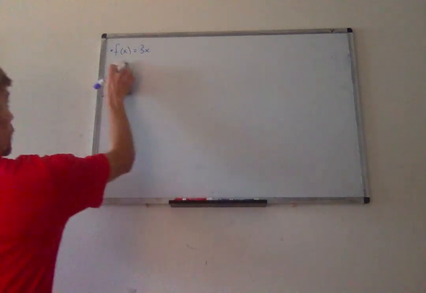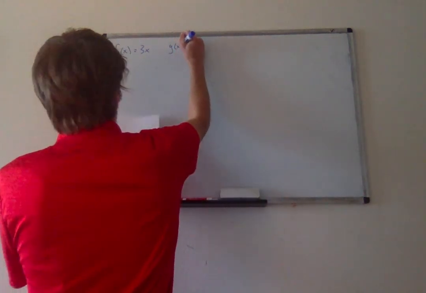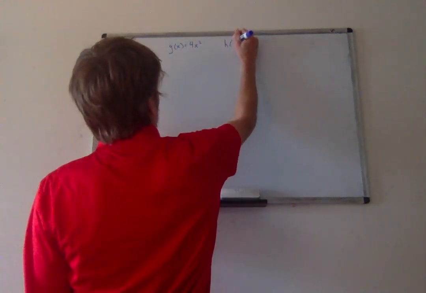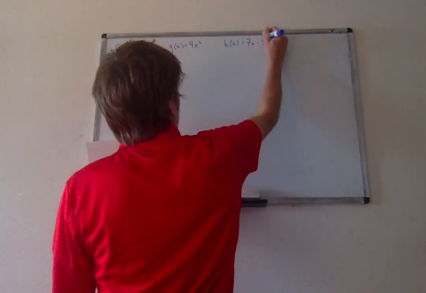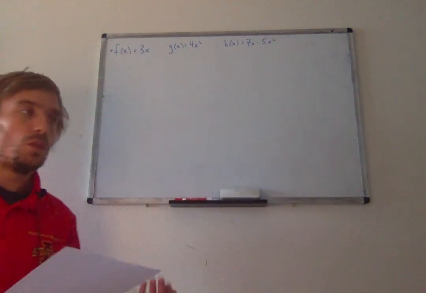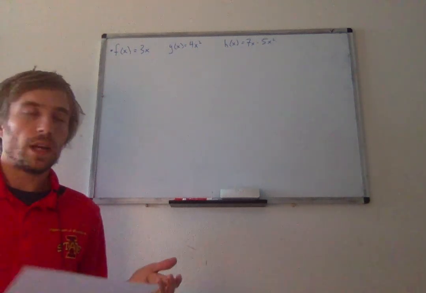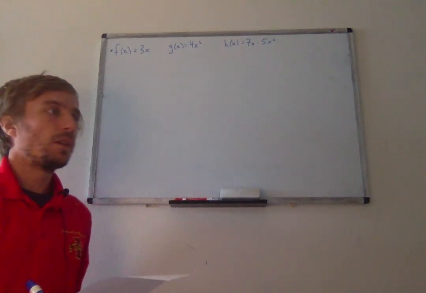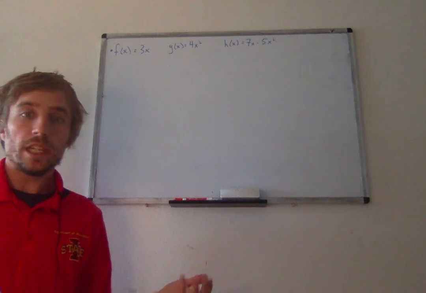Maybe I'll write it out this way. f of x is equal to 3x. g of x is equal to 4x squared. And h of x is equal to 7x minus 5x squared. And so what the problems want you to do is show in 2 different ways that these 3 functions together are linearly dependent. One way to do it is to find what you might call the linear dependence relation.